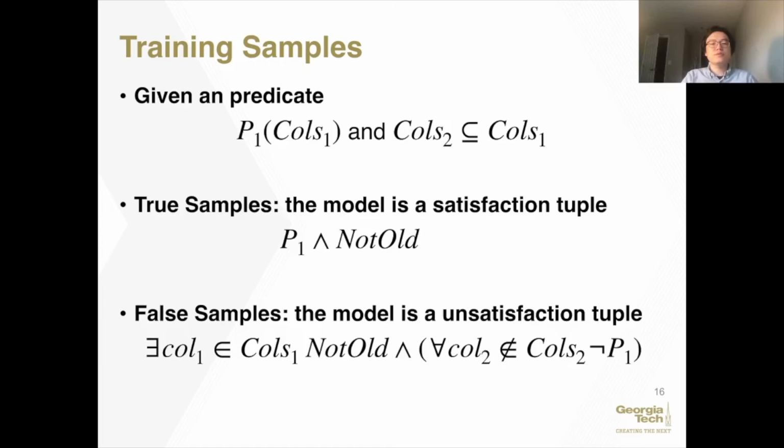the solver will return a model, which is a satisfaction tuple that can be used as a true sample. The false samples are a little bit more complicated because we need to encode for all unsatisfaction tuples, but the formula has a similar structure, where not old is used to force the solver to give us different samples each iteration. The for all columns 2 in columns 2, not P1 part encodes that there are no possible values for the columns not in the subcolumns that make the original predicate satisfied. After that, if we feed this whole formula into the solver, it will return a model, and each model is an unsatisfaction tuple which can be used as a false sample.